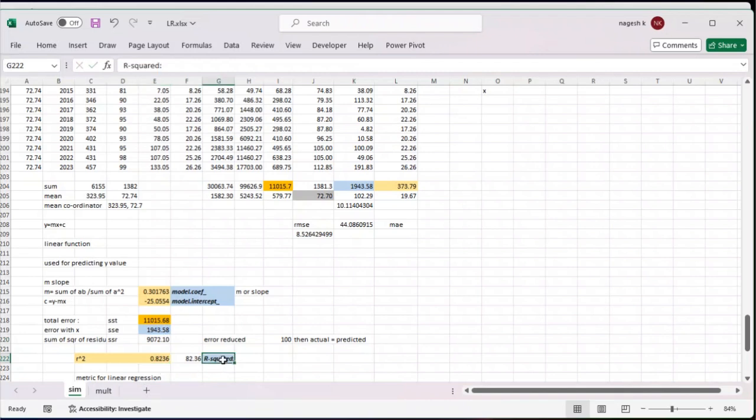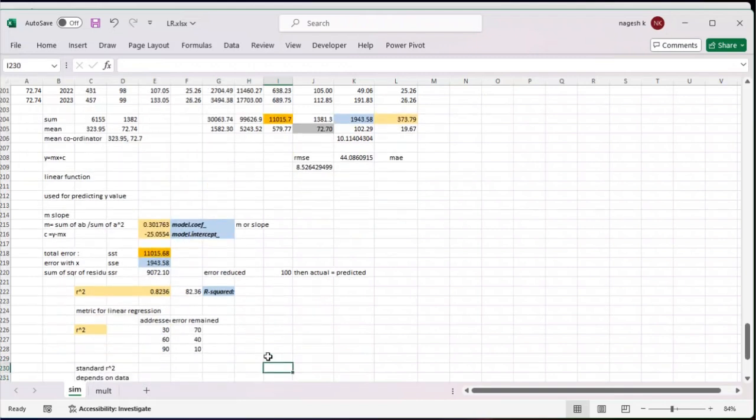If you see this one, this divided by this one, this much error has been reduced. So this is what R square means. R square is the coefficient of determination. Otherwise, we call this a linear regression metric.